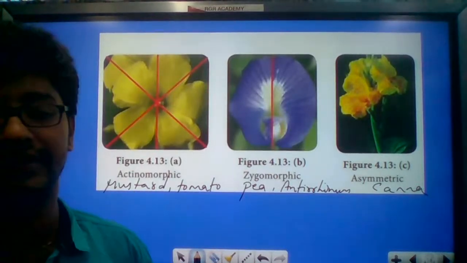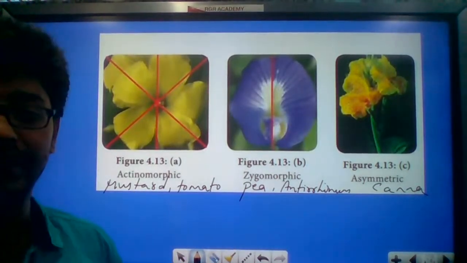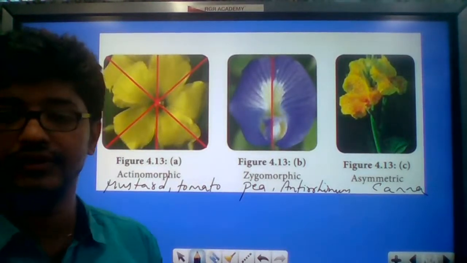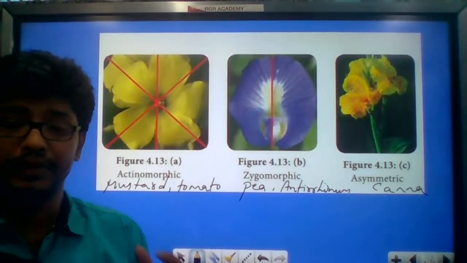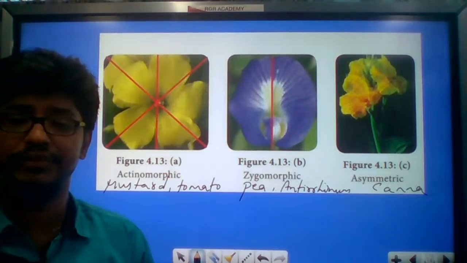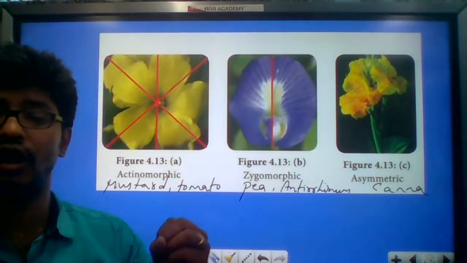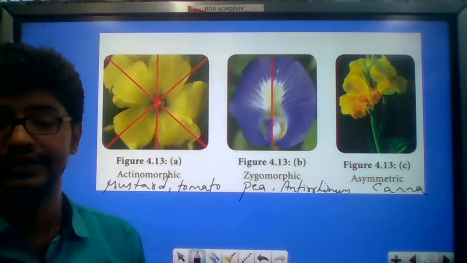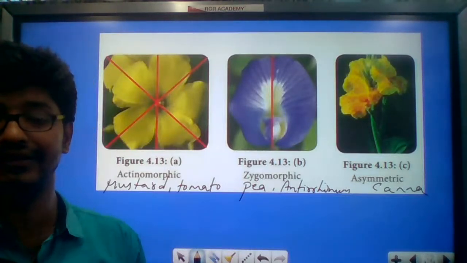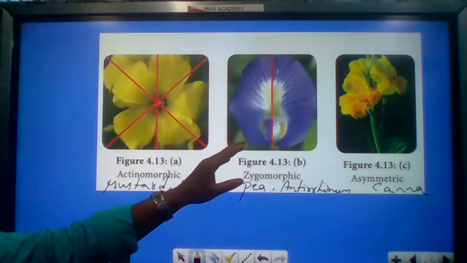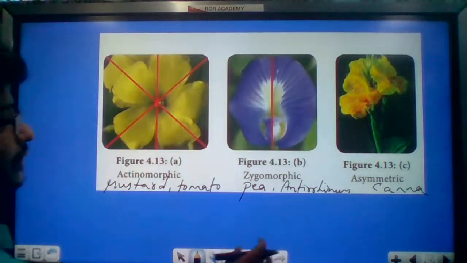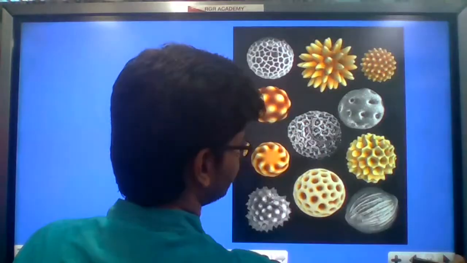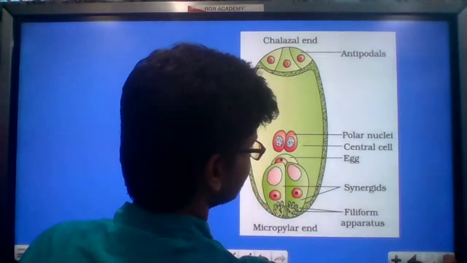Also try to recollect polypetalous, gamopetalous, polysepalous, gamosepalous. We already discussed these in the morphology of the flowering plants: the fusion, and how it is in the free condition, based on the sepals and the petals. Then we also discussed placentation. I hope you can recollect the placentation part also.